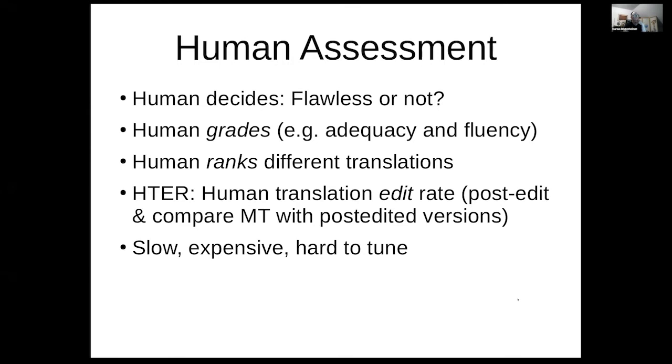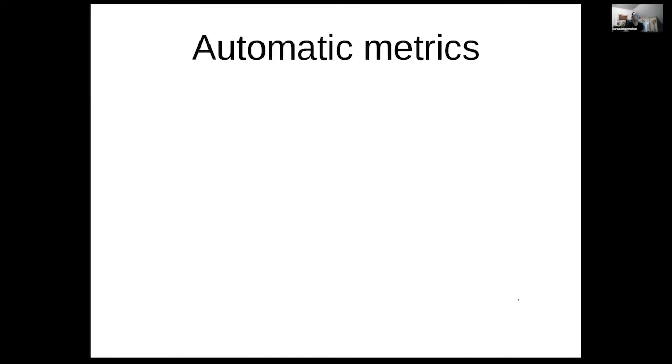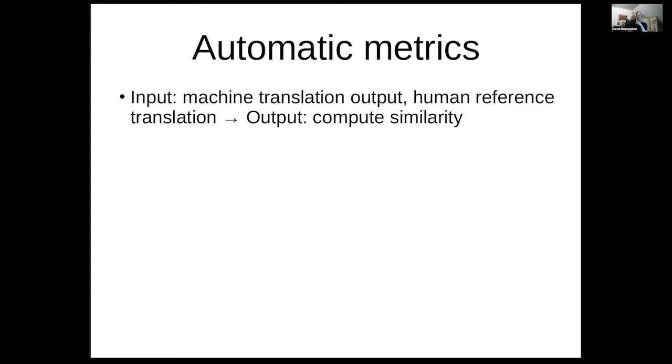Human assessment is also slow, it is expensive, and it's very hard to tune, so you can hardly make changes. And this is what leads us to consider, first of all, automatic metrics. With automatic metrics, you get the output from your model, you have 5,000 Chinese texts now in English. And then you run a metric against that, and then you get back a figure, say a BLEU score.